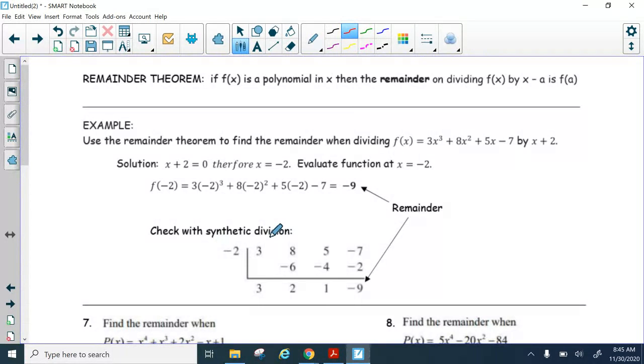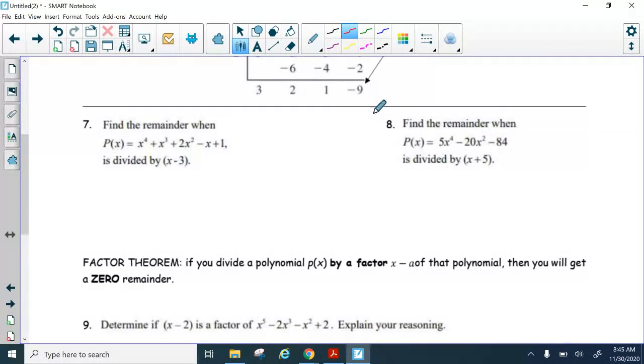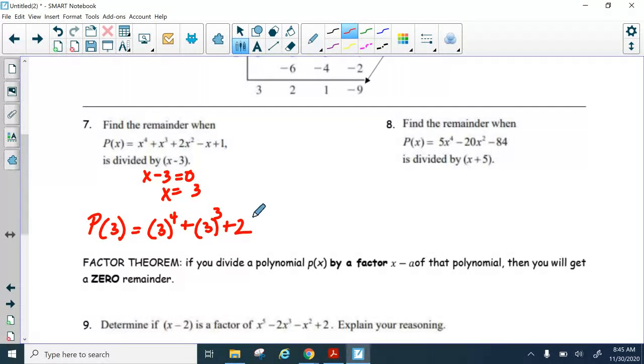Okay, on the back page now is the remainder theorem. So with the remainder theorem, you don't need to do the full division. All you need to do is, and it says it up in the explanation here, if you're dividing by x minus 3, you take the root of 3, and all you do is plug it into the equation. So 3 to the fourth plus 3 to the third. Everywhere you see an x, you plug in a 3.